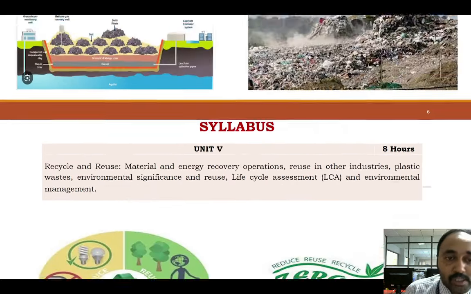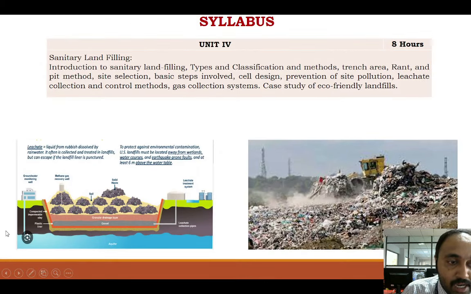And in the previous case, you can see that this is how the landfill site will be. The groundwater monitoring is also done. The methane gas recovery is also done. This is how the solid waste is generated. And if we have a proper cellular structure for this, then we can avoid leachate getting contaminated with groundwater. Otherwise, we can monitor it and use it for recovery facilities.